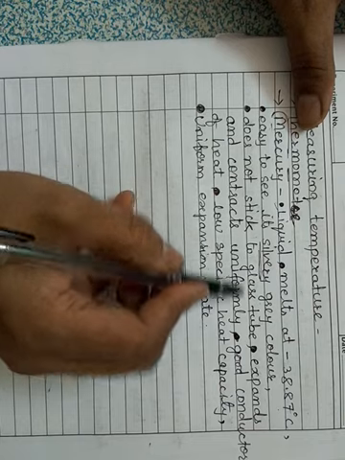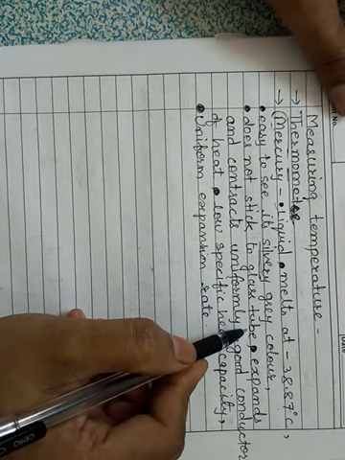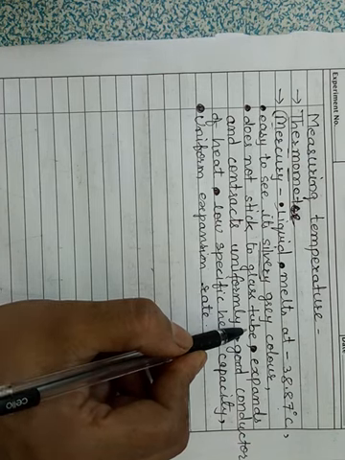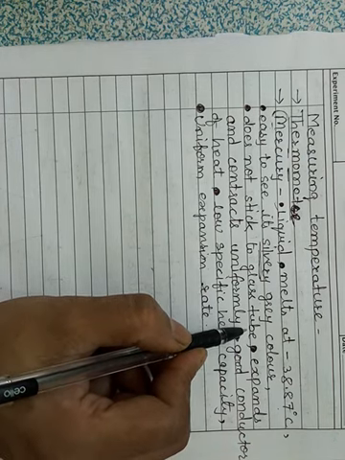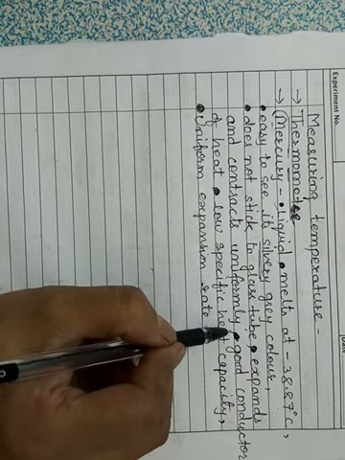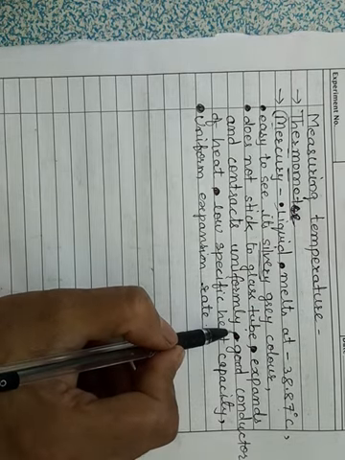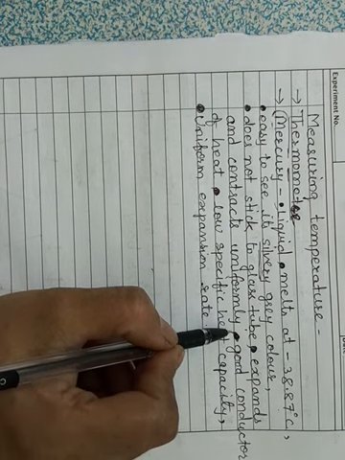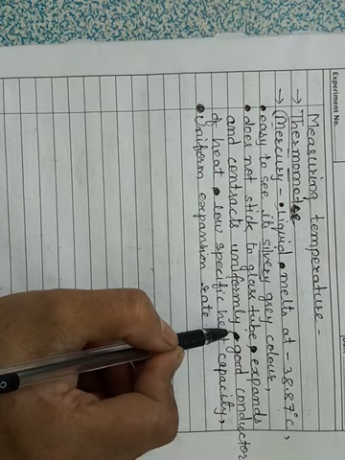Then it does not stick to the glass tube. When it is used in the thermometer, it does not stick to the glass tube inside the thermometer. That's why it is used. It expands and contracts uniformly. Its expansion and contraction is uniform all over. That's why it is used in the thermometer.